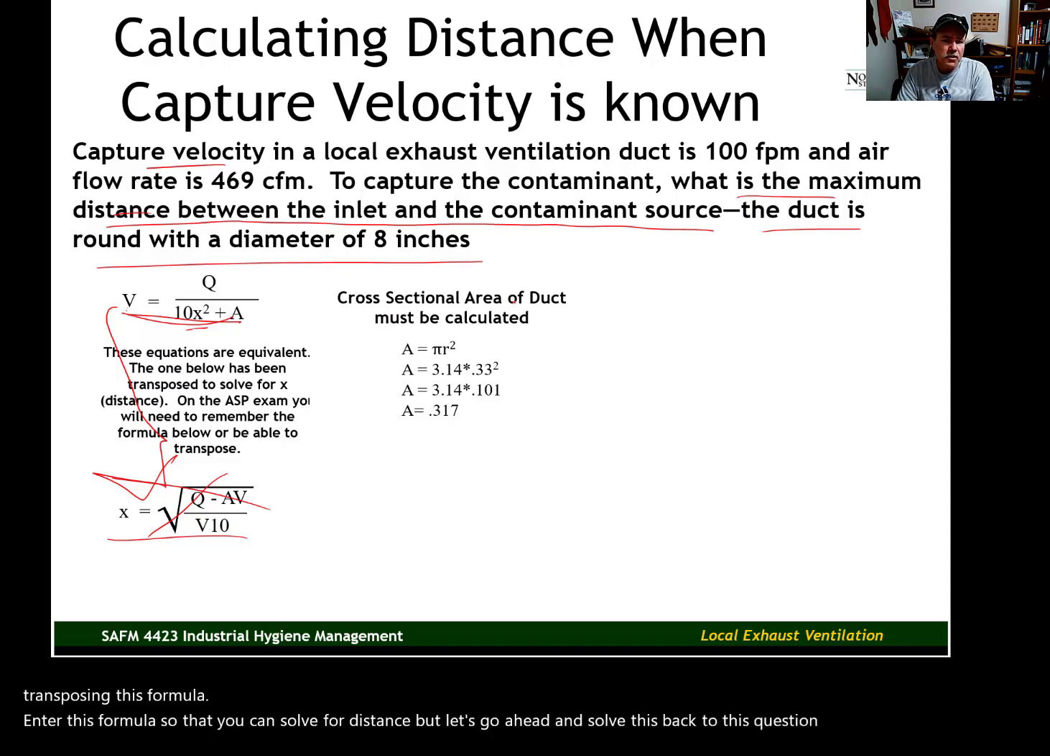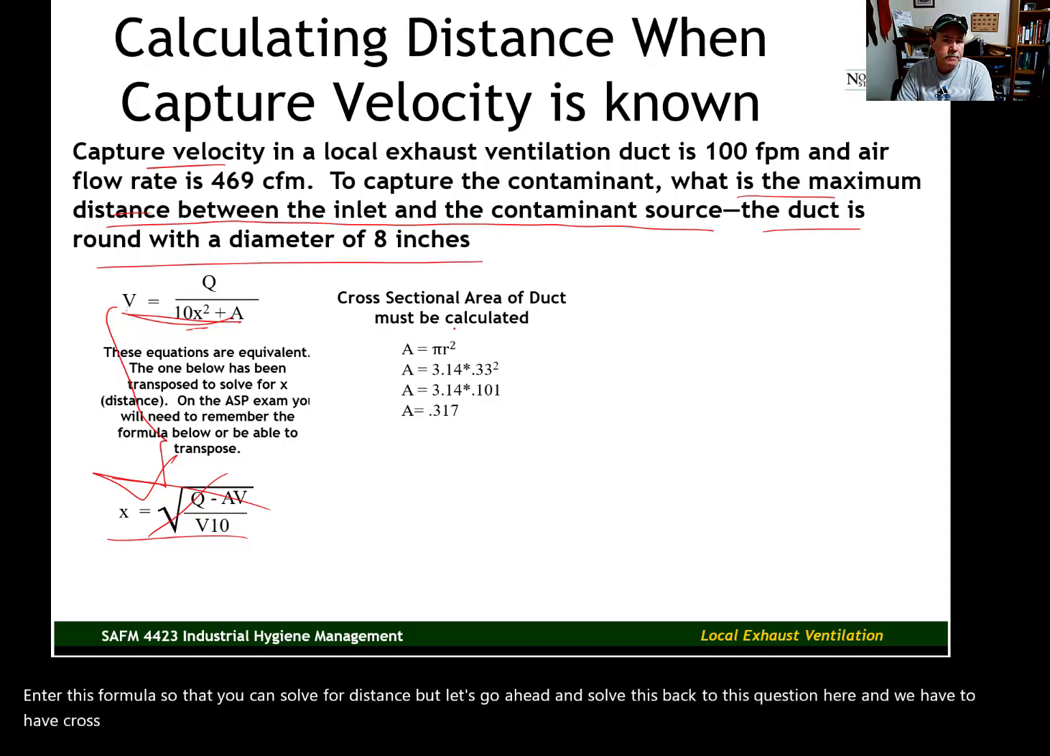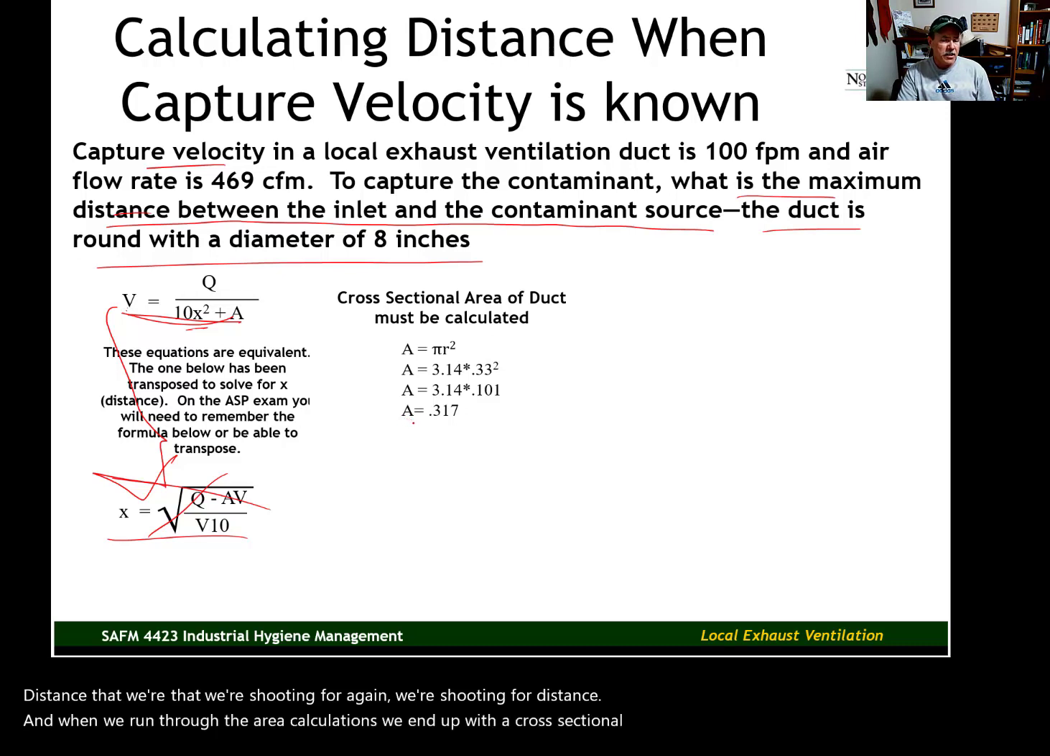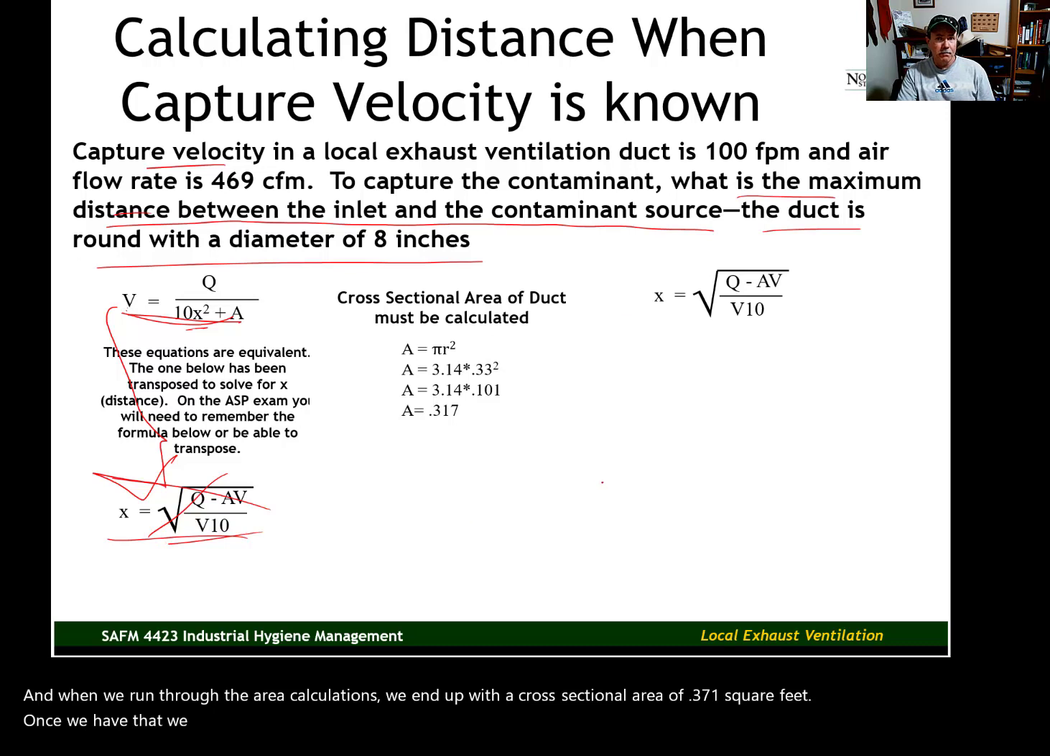Again, we have to have the cross-sectional area of the duct to calculate the distance that we're shooting for. Again, we're shooting for distance, and when we run through the area calculations, we end up with a cross-sectional area of 0.371 square feet. Once we have that, we can plug into this beautifully transposed equation and do the math.